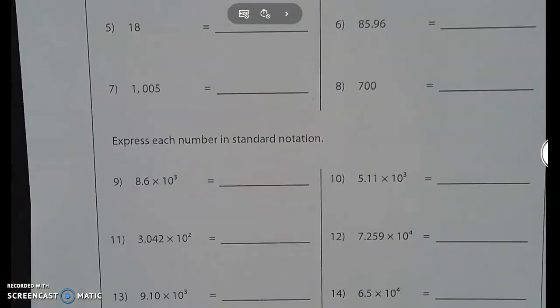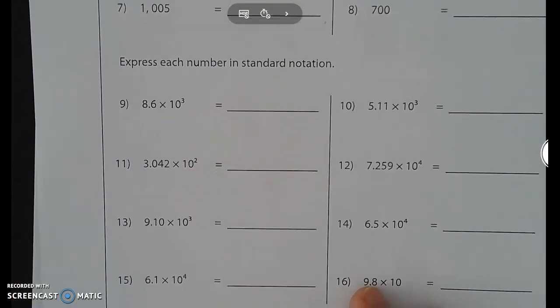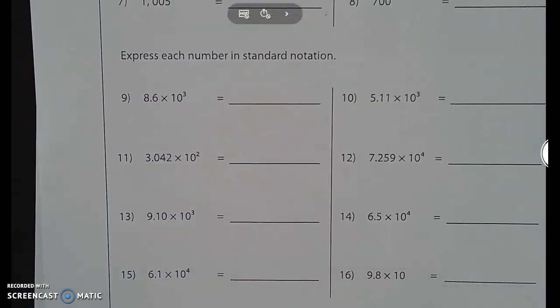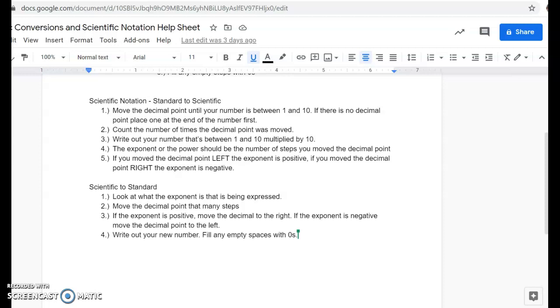In my opinion, this is actually easier. So let's look at the rules I wrote for you. Look at what exponent is being expressed. Move the decimal point that many steps. If the exponent's positive, move the decimal right. If the exponent's negative, move the decimal left. Write out your number, fill in the empty spaces with zeros.